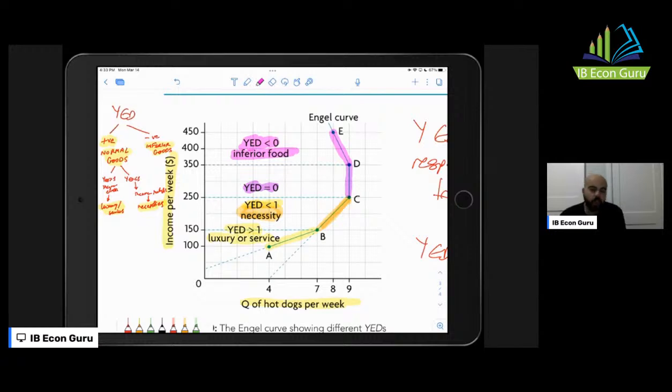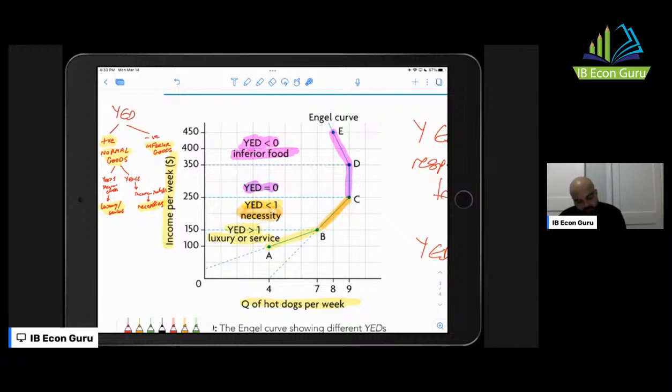Remember, YED is not always a characteristic of the good itself. It depends on the consumer. Maybe I earn a high enough income where hot dogs are an inferior good. If my income increases, I'm not going to buy more hot dogs; I'm going to go to fancy gourmet restaurants. While a high school or college student on a budget, paying off student loans, might see hot dogs as more of a necessity. So my point is, it depends on the consumer, but we use the Engel curve to show these.